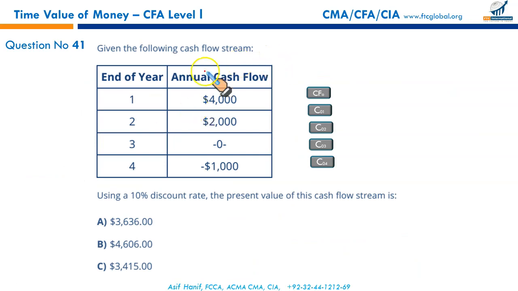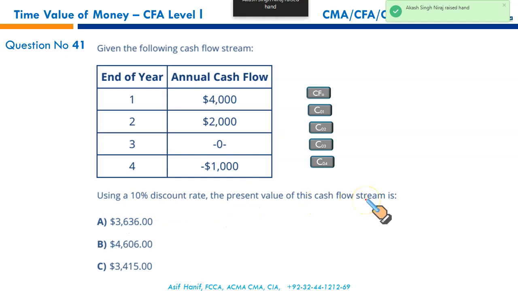Given the following cash flow streams, years 1, 2, 3, 4: $4,000 in year 1, $2,000 in year 2, 0 in year 3, and negative $1,000 in year 4. Use a 10% discount rate. The present value of this cash flow stream would be... I recommend the NPV arrangement for this.